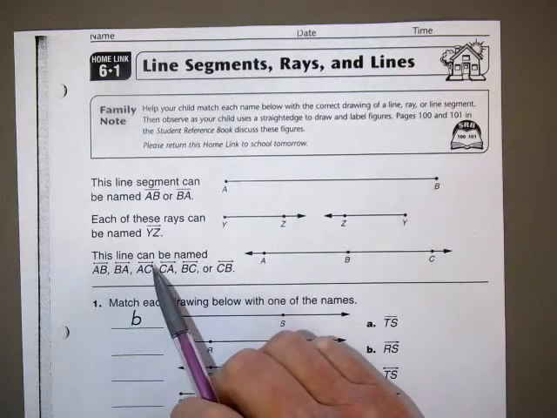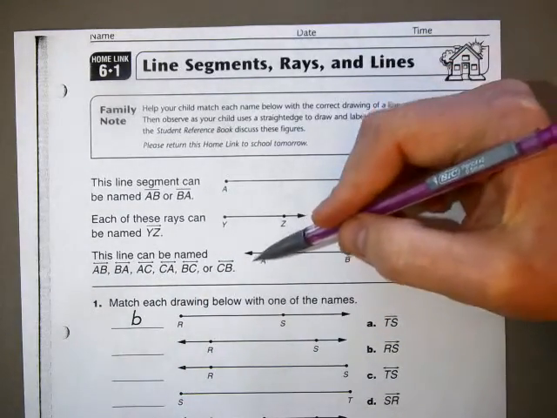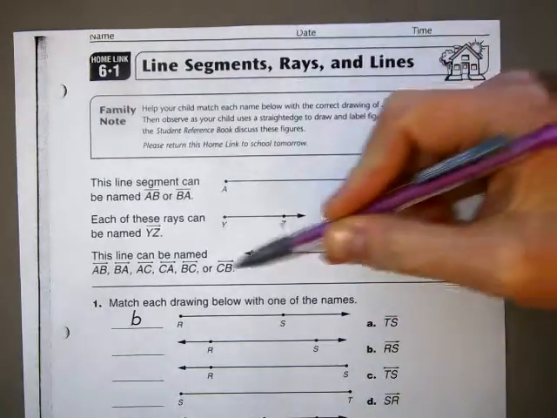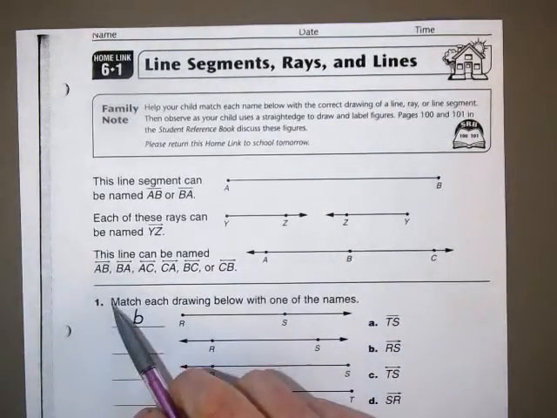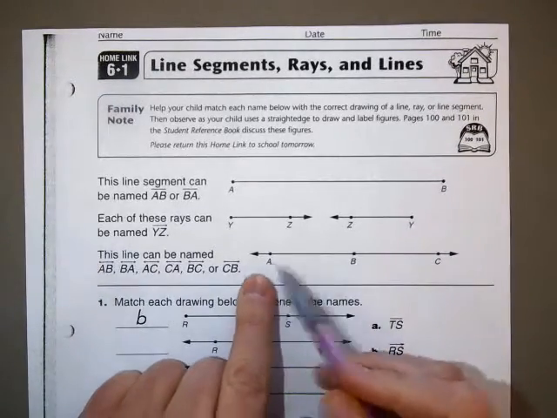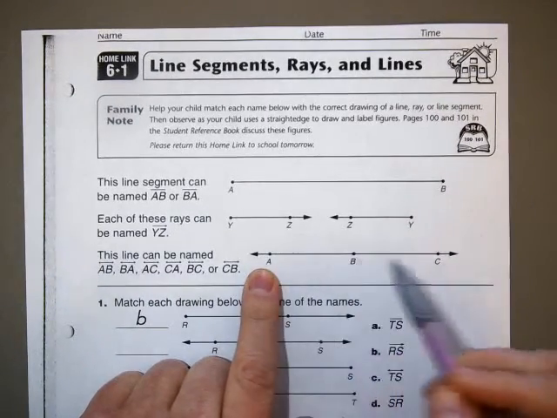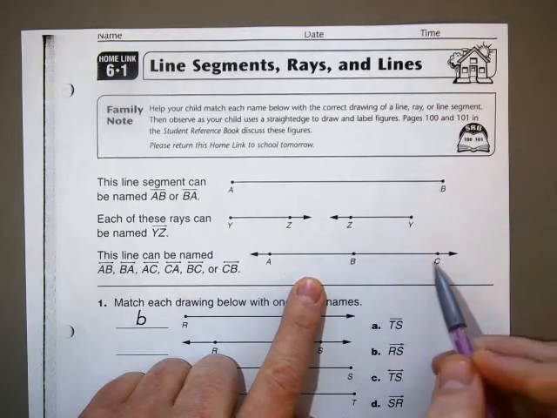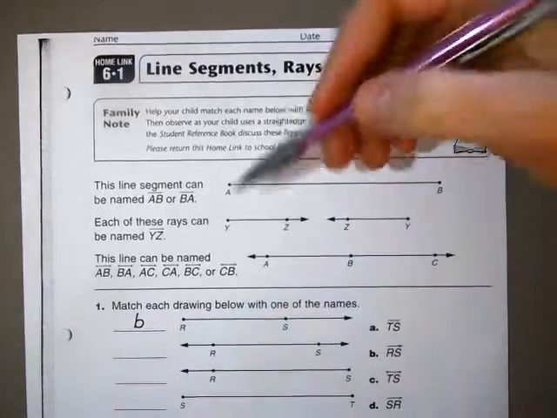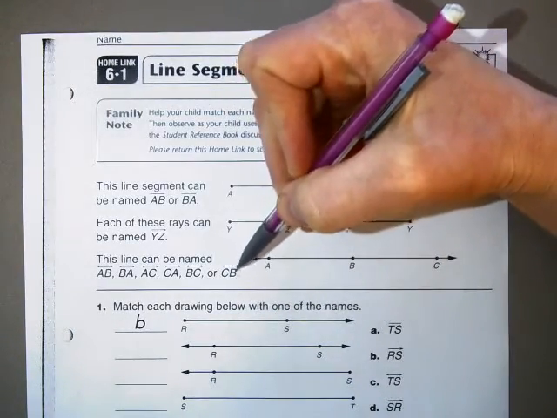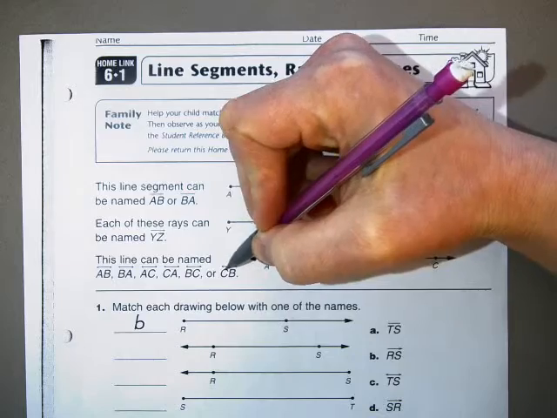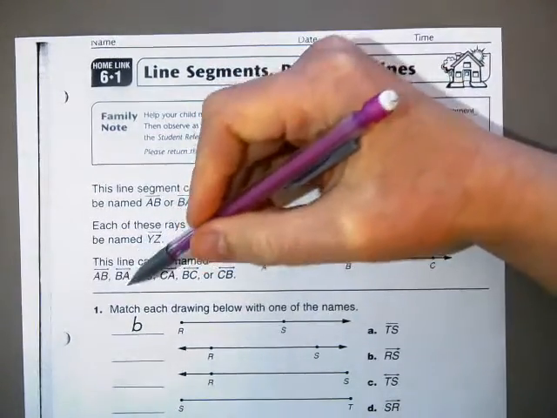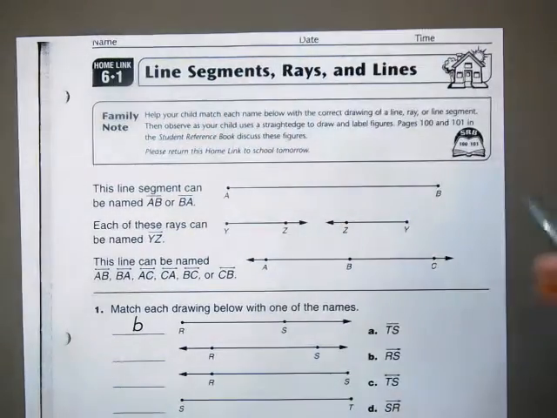Now this is a line, and we see that it's a line because it has arrows on both ends, which means it keeps extending and extending. This line can be named AB, BA, AC, CA, BC, or CB. It means the exact same thing as long as these letters have a line above it with arrows on both ends. That indicates a line. And any of these would be correct to name this line.